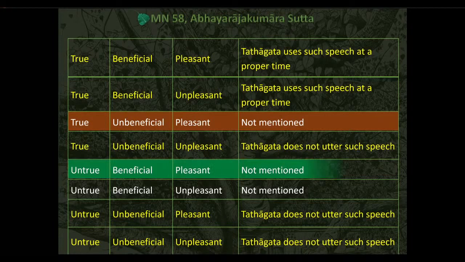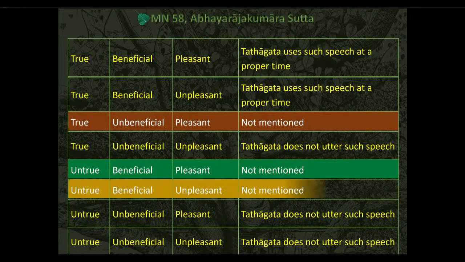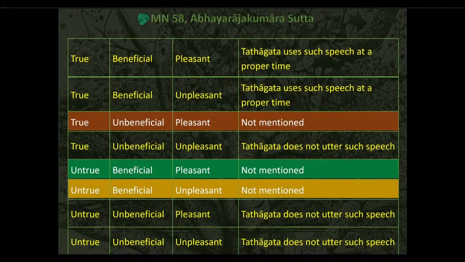How about this? Untrue, beneficial, pleasant. This one reminds you of what? White lies, okay? Is it worth saying? Also not worth saying. And the last one is self-explanatory. Okay, not worth saying. So this sutta, right, is often used as a model for right speech. It is not wrong, but you should know, right, this applies specifically to the Buddha.